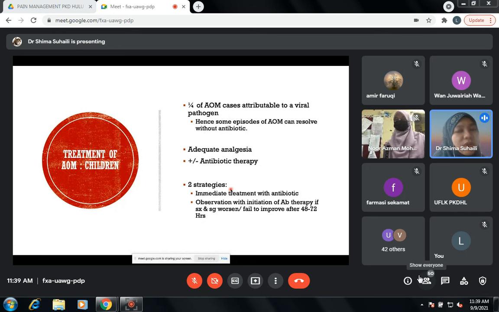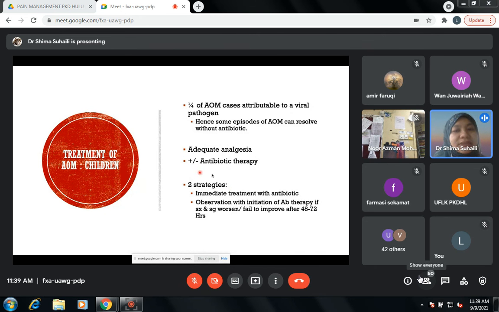Sometimes the parents may not even know the child has AOM. Okay. Number 2, don't forget about adequate anesthesia. As I mentioned before, usually they present with otalgia, so please address the pain. At least we should give any NSAIDs, or even paracetamol we can give. We can give syrup Brufen if available, plus minus antibiotic therapy.